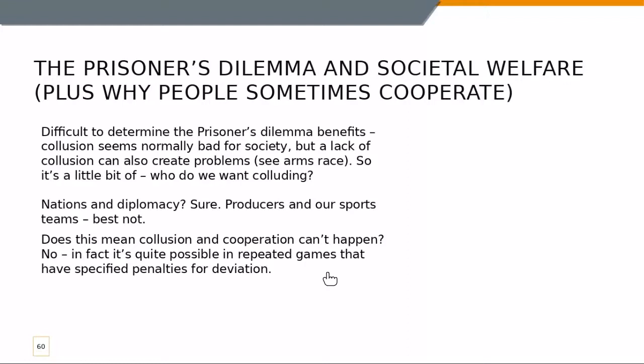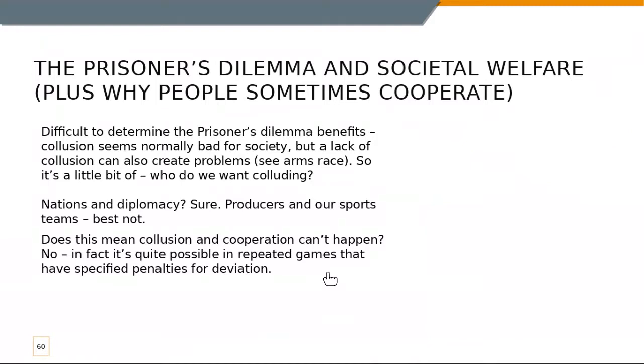So what does this tell us about societal welfare? It's difficult to determine the prisoner's dilemma benefit. Collusion seems normally bad for society, but a lack of collusion also creates problems. See our arms race example. So it's a little bit of, who do we want colluding? Nations to diplomacy? Sure. Producers in our sports team? That's not. Does this mean collusion and cooperation can't happen?